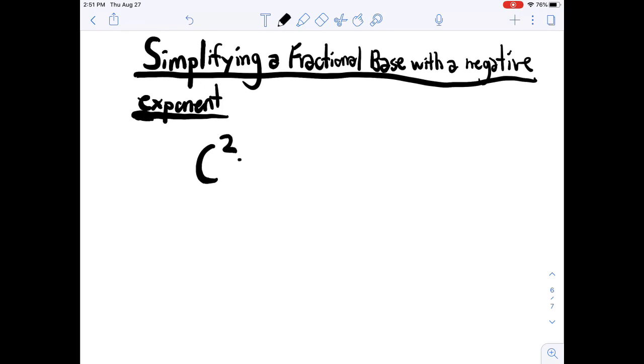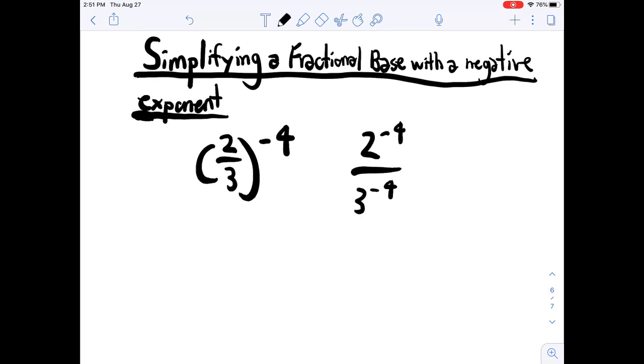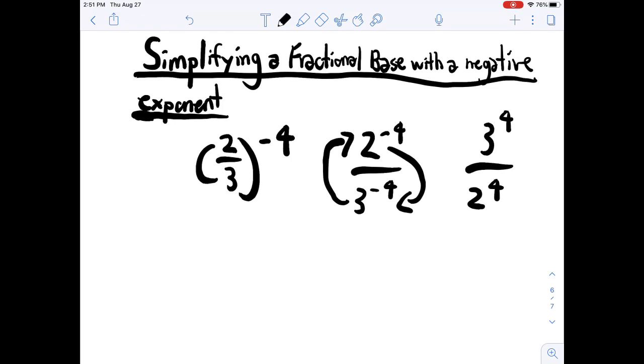Now we're going to talk about simplifying a fractional base with a negative exponent. So let's say we have 2 over 3 to the power of negative 4. This is really 2 to the power of negative 4 over 3 to the power of negative 4. And because both of these powers have negative exponents, we have to move them to opposite sides of the fraction. So 3 to the power of negative 4 goes on the top, and 2 to the power of negative 4 goes on the bottom. So it becomes 3 to the power of 4 over 2 to the power of 4.